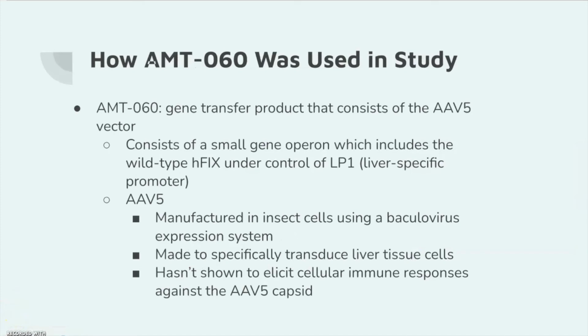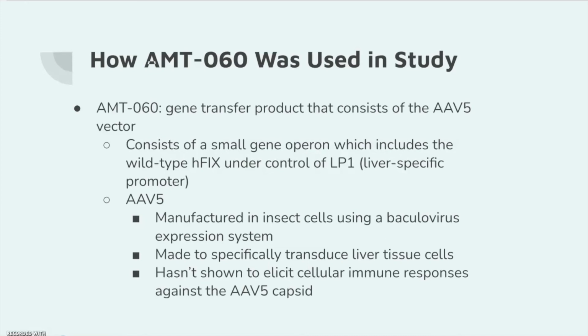In this study, AMT-60 technologies consist of an adeno-associated virus vector 5. The AAV5 vector was manufactured in insect cells using baculovirus expression systems. In this vector's genome is a small gene operon which includes the wild-type FIX gene under the control of LP1, which is a liver-specific promoter. This drives production and replication of the viral genome in liver cells, where FIX is typically produced.